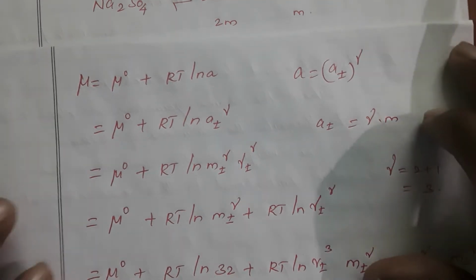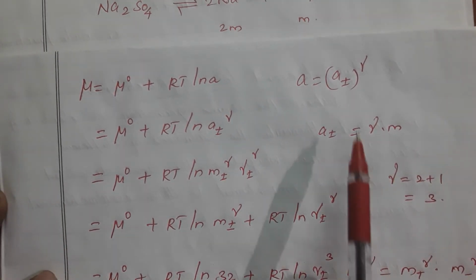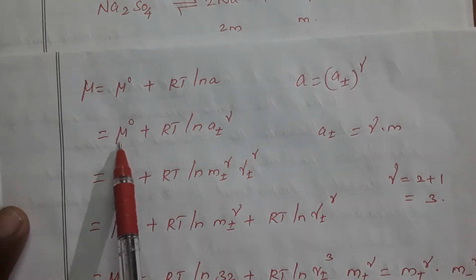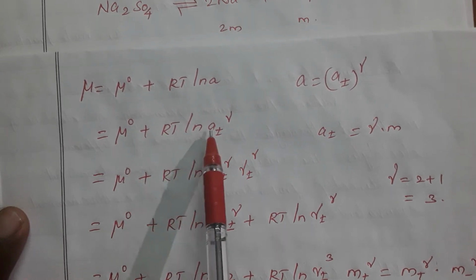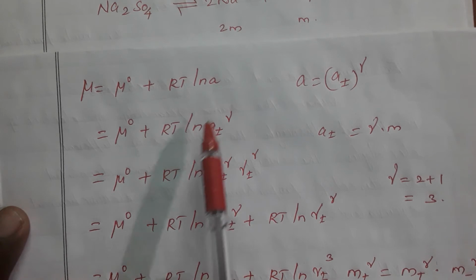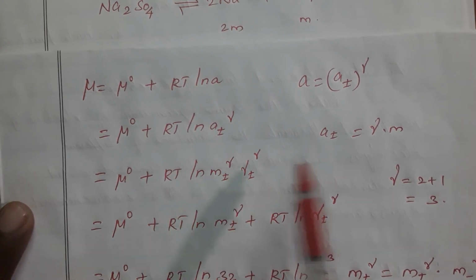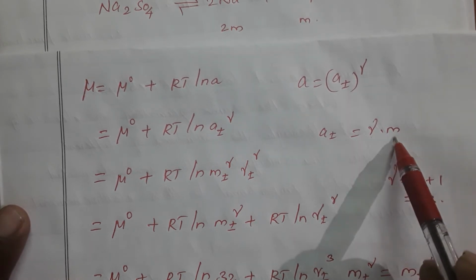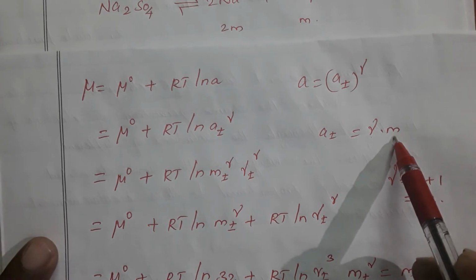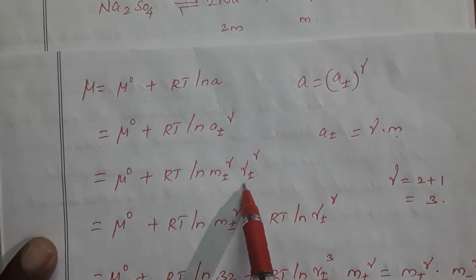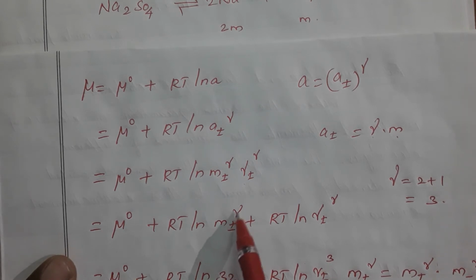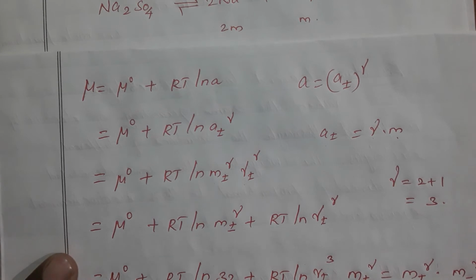Here I have written that as the number of moles. Substitute the a value: mu naught plus RT ln of a plus or minus to the power nu. Now we know that activity a is equal to the activity coefficient into molality, m is molality. By substituting molality into the activity coefficient, mu naught plus RT ln of molality power x plus y. The x plus y is nothing but the number of moles.